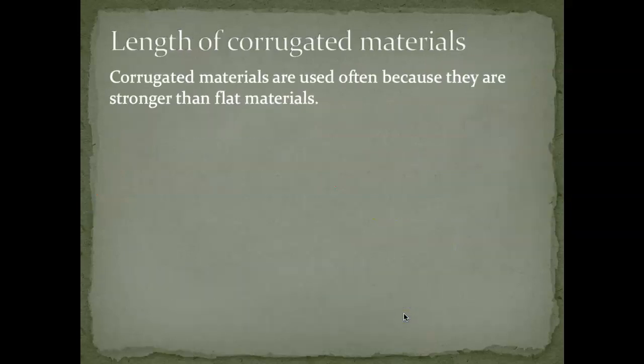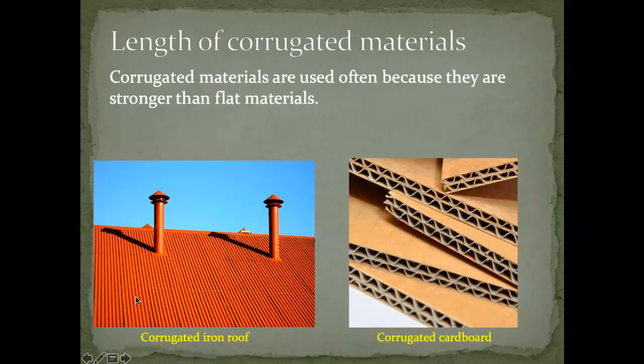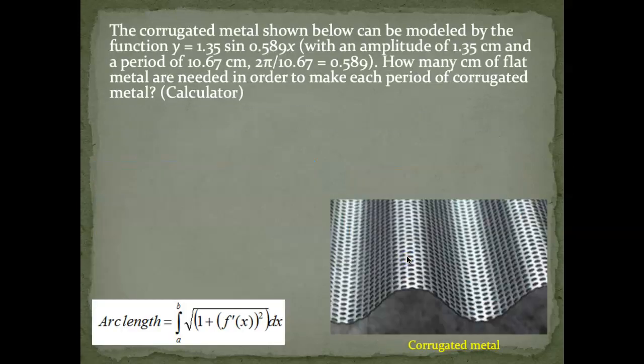So corrugated material, what is that? Corrugated material looks something like this. It's basically taking a flat piece of material and bending it into a sine wave, okay? And we typically use corrugated material like this because it's much stronger than flat material. So let's do an example with corrugated metal.